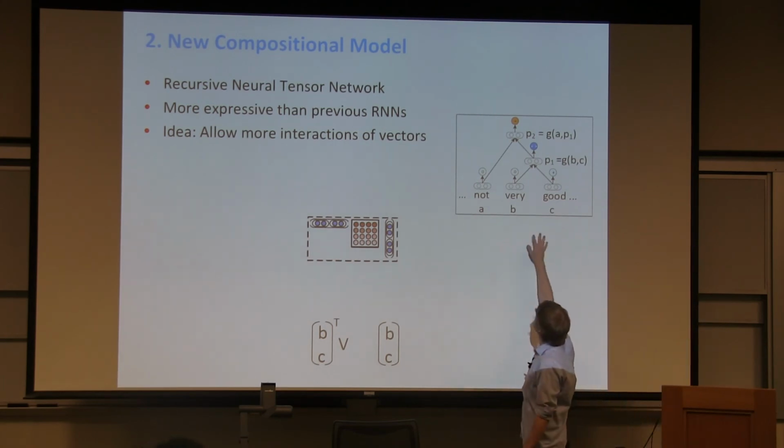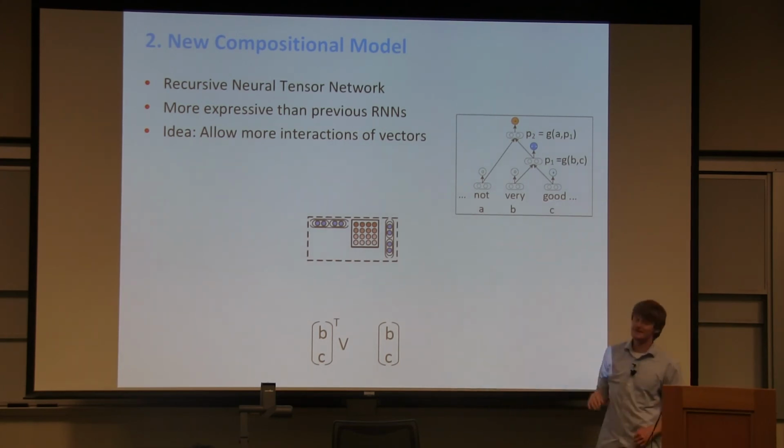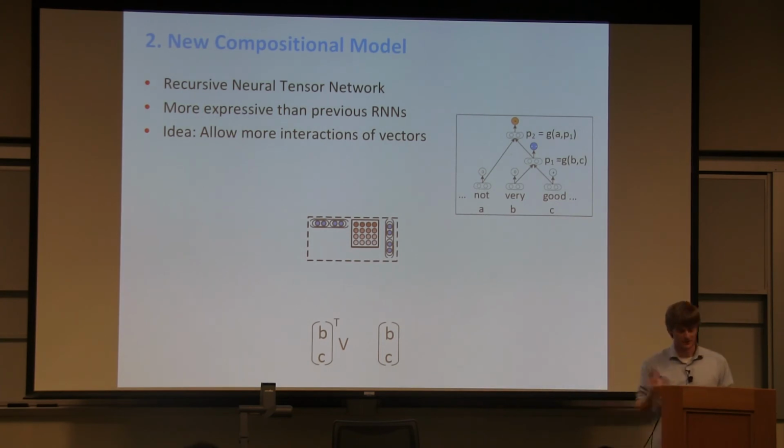Let's say we have the simple phrase, not very good. Very is now again just a simple vector B. Good is the simple vector C. And what we're going to do is we concatenate the two, just like before. But now we will have this bilinear product that is modified by the matrix, or sort of guide it in how you want to have the inner product of these two concatenated vectors changed by this matrix V.